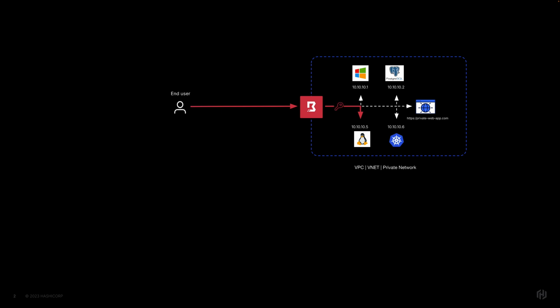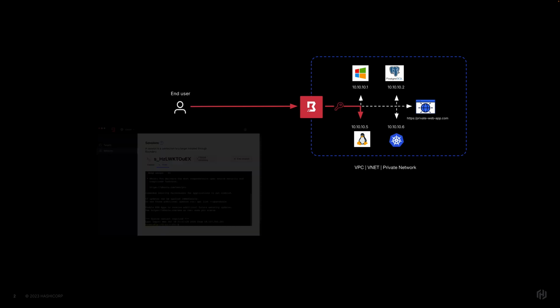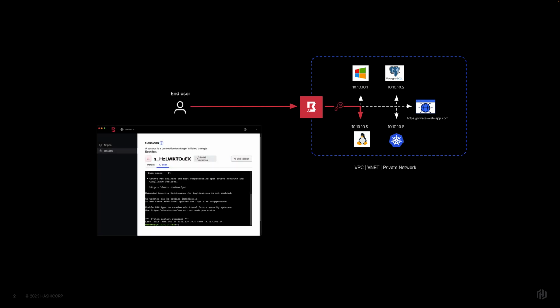Boundary also manages credentials to these resources so end users don't have to. And Boundary also helps organizations have secure, fine-grained controls on who has access to each infrastructure resource, resulting in least privilege access. Effectively, you get better security without the added complexity.